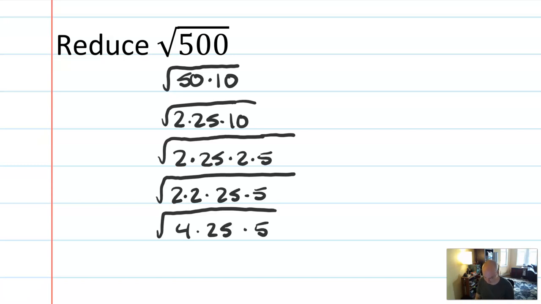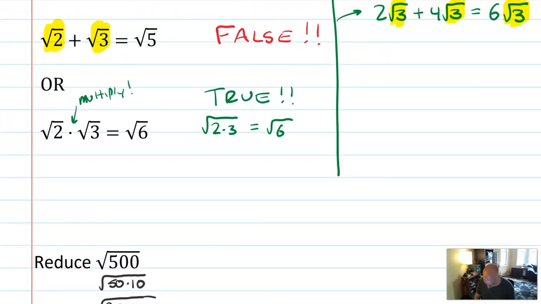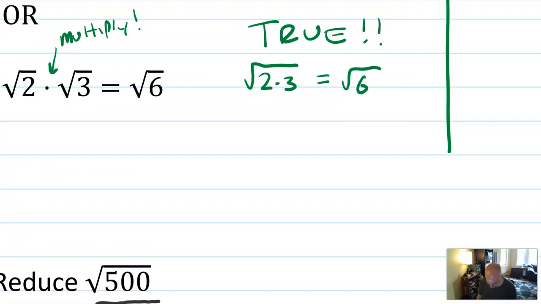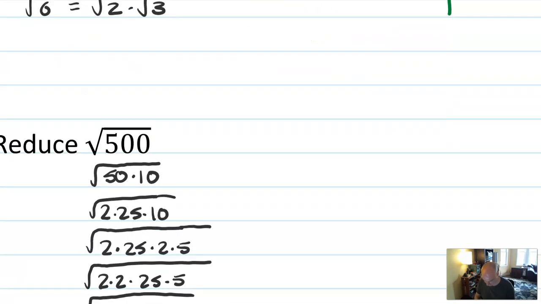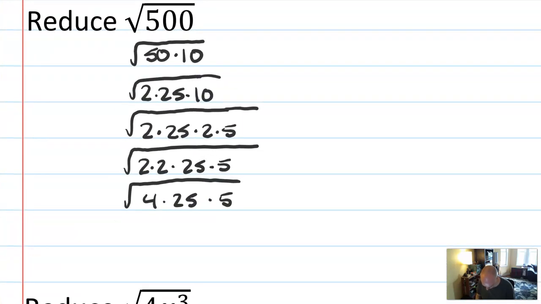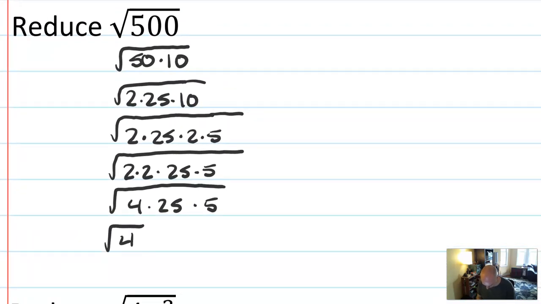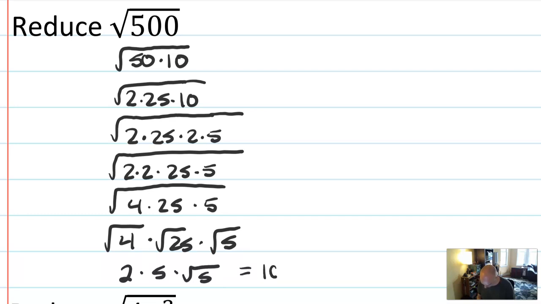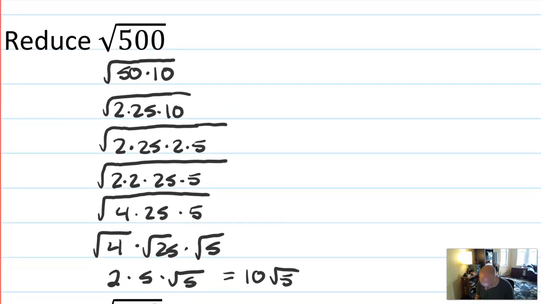So we looked at the property forwards, but it's also true backwards that square root of 6 can be written as square root of 2 times square root of 3. And why would you do that? Well, you do it here because this can be written as the square root of 4 times the square root of 25 times the square root of 5, which is the same as 2 times 5 times the square root of 5, which is 10 root 5. Now, I just did a lot of steps, and you probably won't do all those steps when you're reducing roots, but mathematically, that's what's going on here.